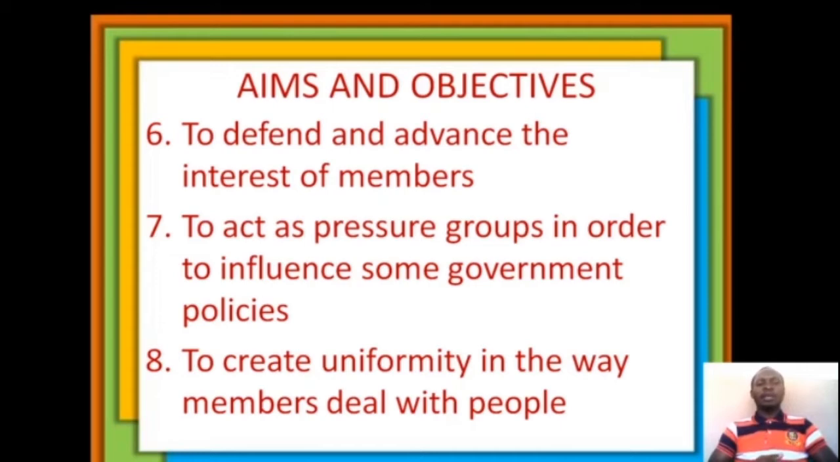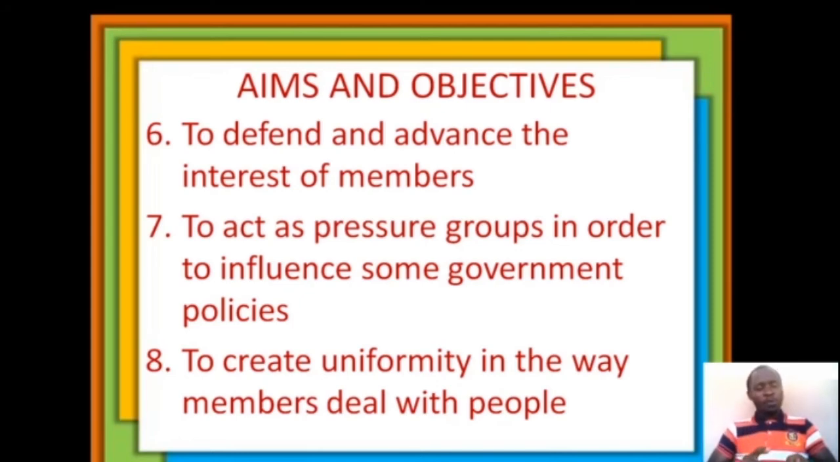Seven, to act as pressure groups in order to influence some government policies. Now, pressure groups here are known as advocacy groups. These are organized groups that try to influence the policies of government in a particular area. It is very easy to approach the government when they can all speak with one voice. And because their importance when it comes to the contribution to the nation's economy cannot be overemphasized, at some point in time, governments will definitely listen to them.